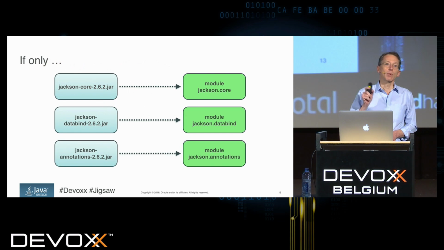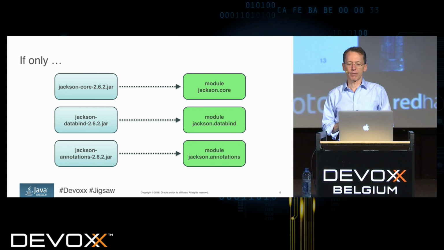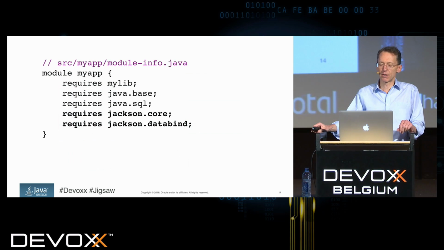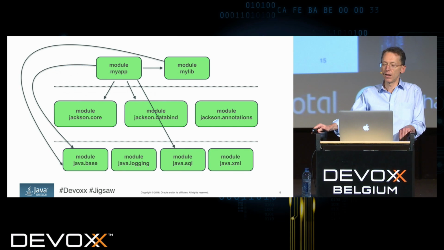That would sort of be a pain. If only there was some way for the Jackson jar files to somehow become modules automatically. Well, indeed, there is such a way, and that's called automatic modules. If we had those, we can write the module-info.java file for my app like this. We have a beautiful module graph with my app depending on mylib and Jackson core and Jackson databind, and also on java.base and java.sql.